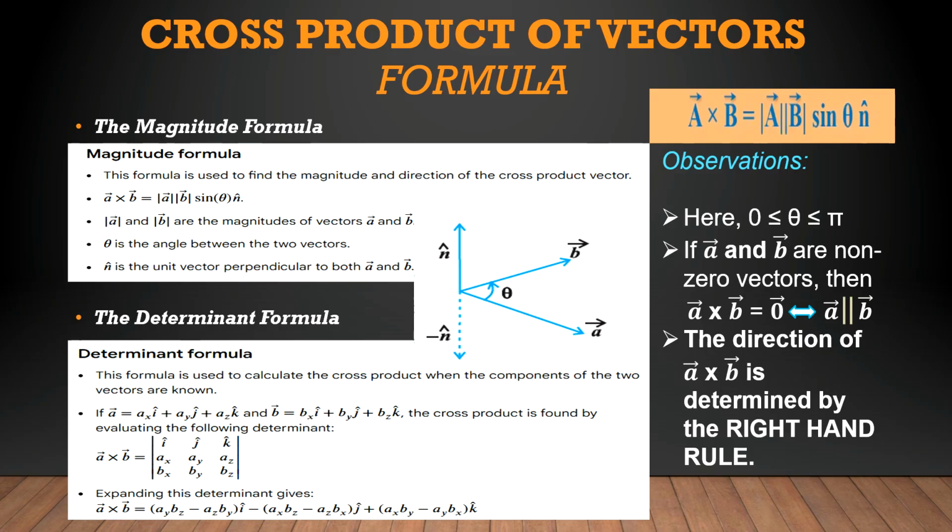The direction of A cross B is determined by the right hand rule. This is a very important thing. You need to determine the direction of A cross B, and in physics especially it is used. So we will just see what the right hand rule is.